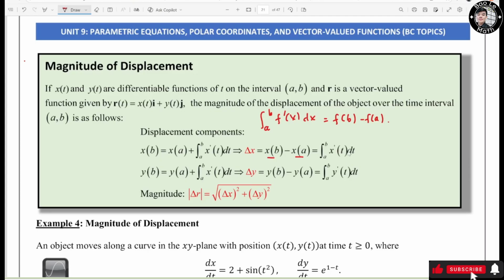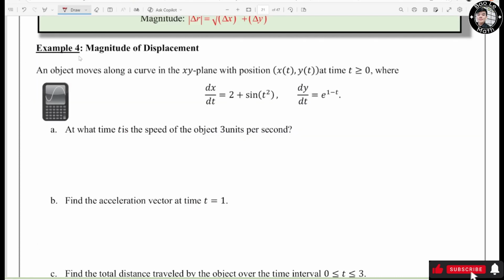of t dt, right? And I'm going to name this one delta s. Similarly, I have delta y equal this guy, right? And the magnitude is going to be the absolute value of delta r. It's going to be the square root of delta s squared plus delta y squared, right? Now let's move on to example number 4.